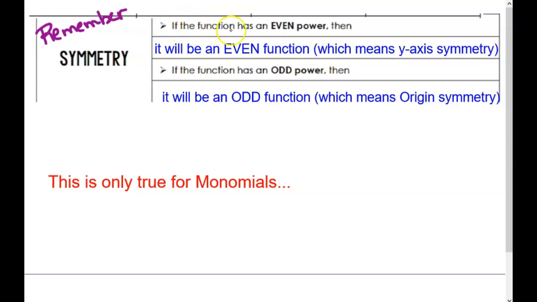All right. If the function has an even power and it is a monomial, okay, this is only true for monomial functions, one term. If it's an even power, it will be an even function and have y-axis symmetry. If it is an odd power, it will be an odd function, meaning origin symmetry. All the ones we just drew are either even or odd, depending on the power.